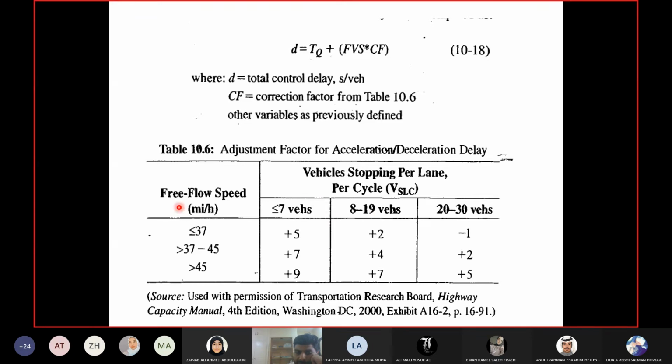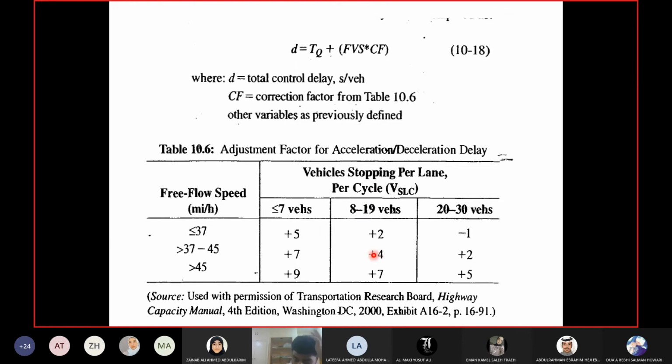So in this table you can see you need free flow speed as well. That's why we said before starting the survey, find out the free flow speed. So if your free flow speed is 40 miles per hour, 40 is in this range, and your VSLC was 10, so 10 is in this range. So your correction factor will be +4.